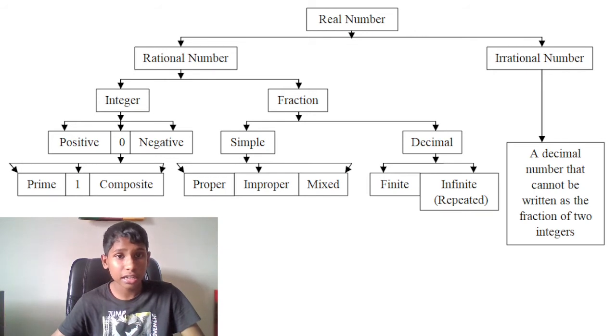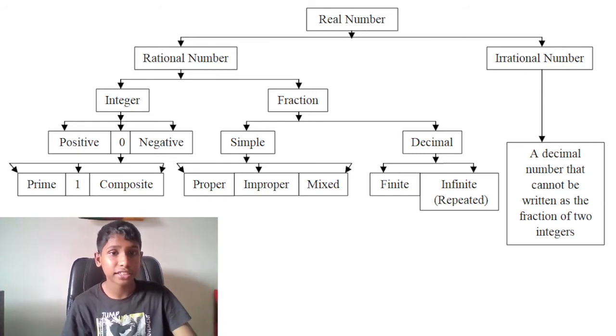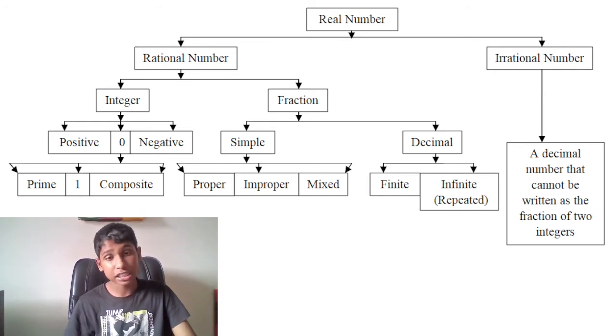So now let's go to the other part of rational numbers, which is the fraction. Fractions can be classified into two different types. There are simple fractions and decimal fractions.